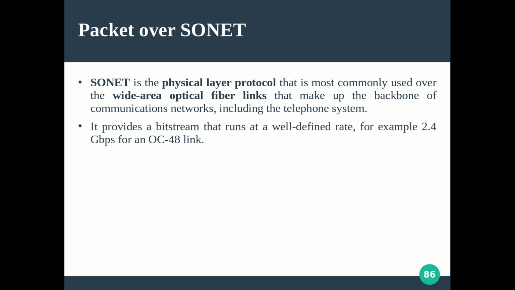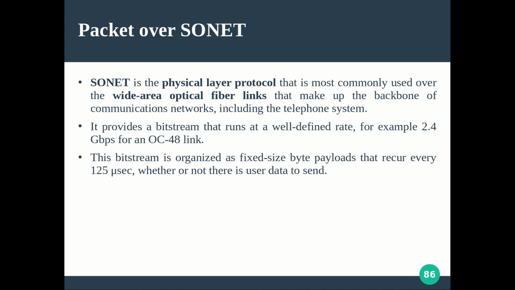It provides a bit stream that runs at a well defined data rate, for example 2.4 gigabits per second over an OC-48 kind of link. That is the specification of an optical cable, OC-48 link, which provides a data rate of 2.4 gigabits per second. So that is one sample. Similarly, we have different data rates for this protocol. This bit stream is organized as fixed size byte payloads that recur every 125 microseconds, whether or not there is user data to send.